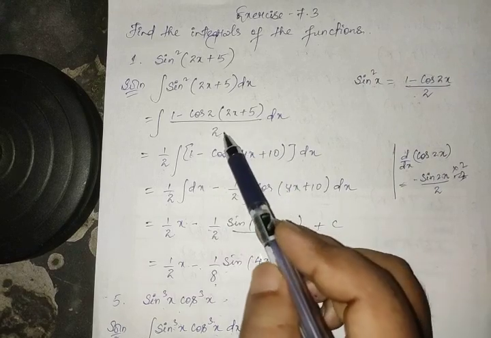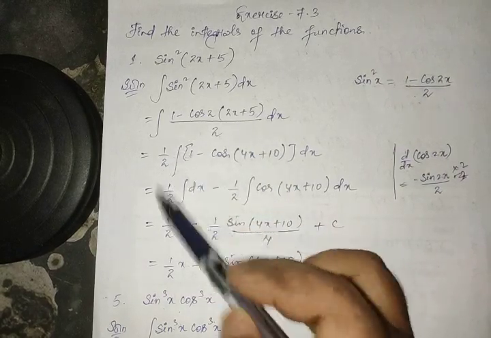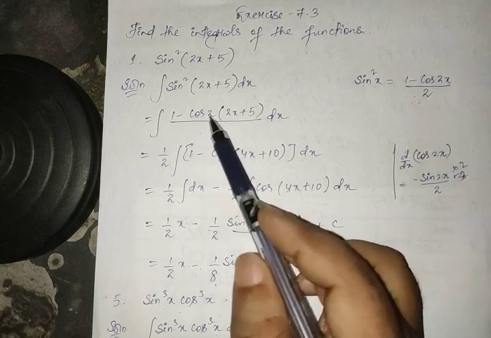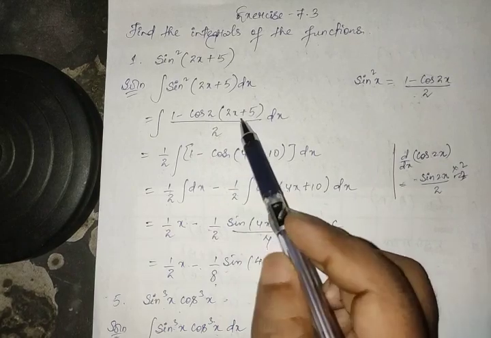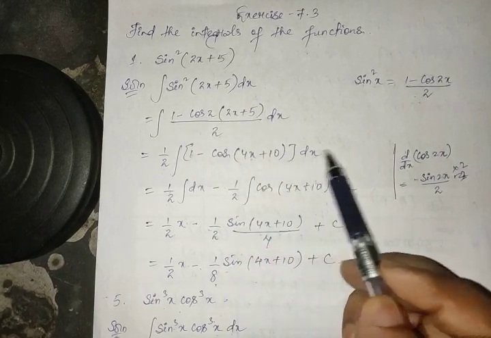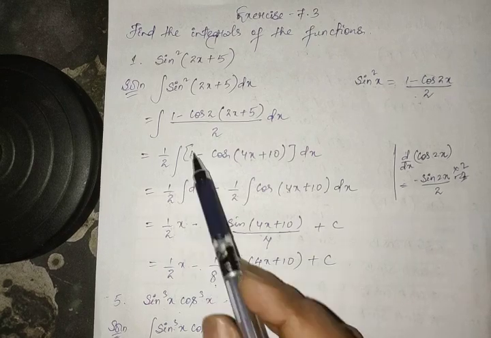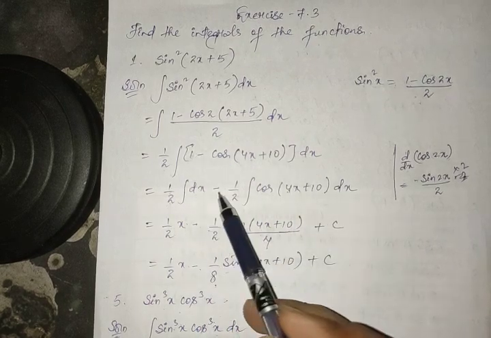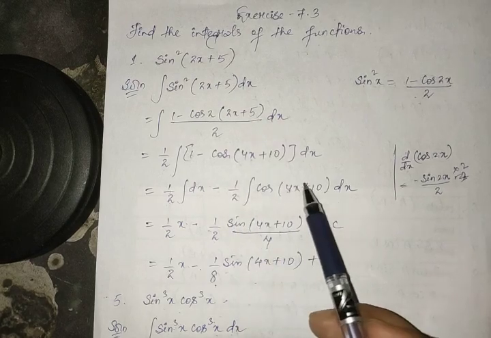Now this 2 is constant, yes or no? It's 1 by 2, so you take it outside of the integration. So it will be 1 by 2 and integration of 1 minus cos, and this 2 you multiply with this bracket part. 2 into 2x is 4x plus 2 fives are 10, into dx. Now we'll separate the integration. So we have half, then integration of 1 into dx will be dx only, minus half, then integration of cos (4x plus 10) dx.